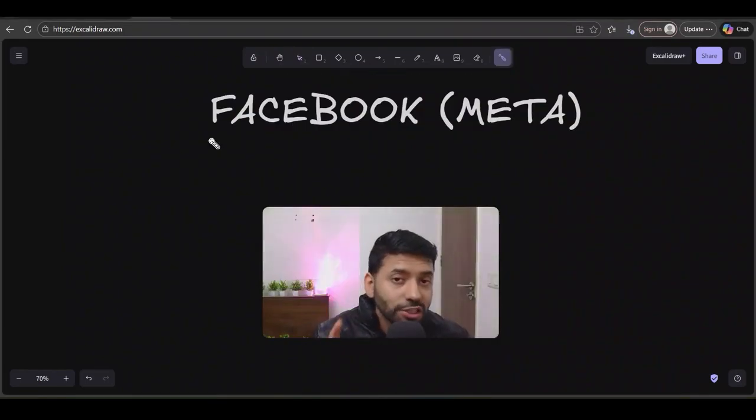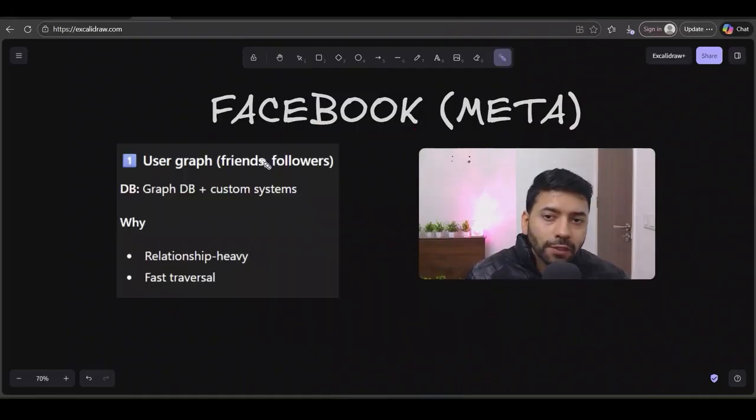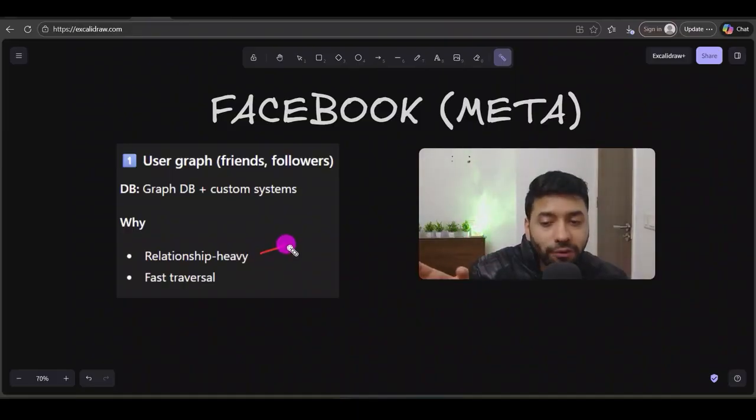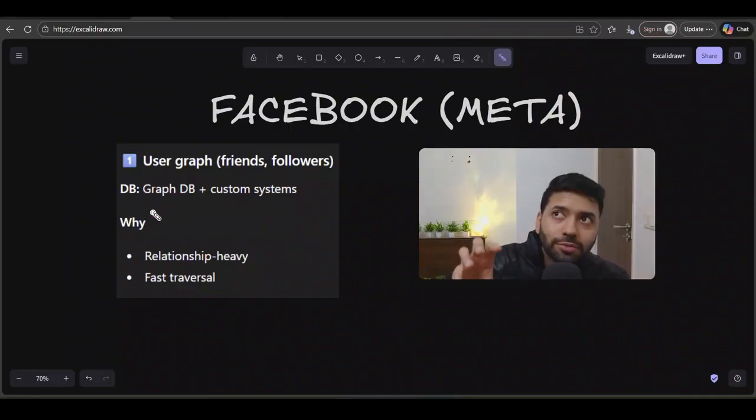Now let's see which database can be used for designing Facebook or Meta. The first feature of Facebook is the friends or the followers, right? Because Facebook is all about networking. For this, we will use a graph database, which is part of NoSQL databases. Why? Because this network of friends, followers, friends of friends is relationship heavy, and a graph database is based on relationships. You have nodes and edges, and both edges and nodes can have properties.